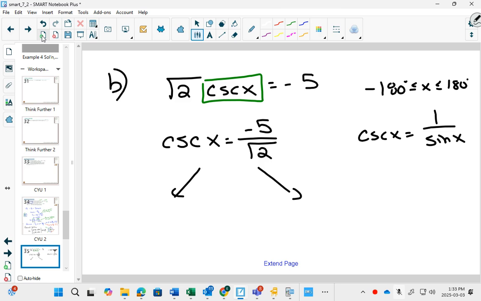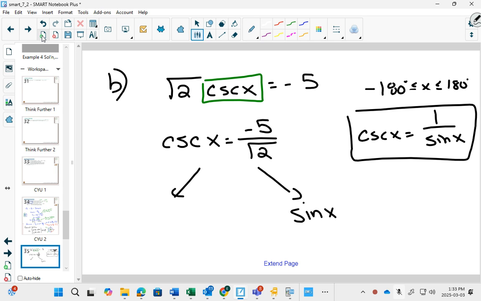So this is the definition of cosecant. Because they're reciprocals, the shortcut says you can write sine x and just take the answer that you had and flip it. So I had negative 5 over root 2. I can just flip it as root 2 over negative 5. Why am I allowed to do that? Well, if I actually used the definition and changed cosecant to 1 over sine x, this is what I would get, right?